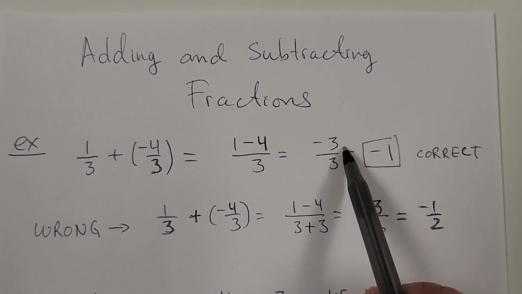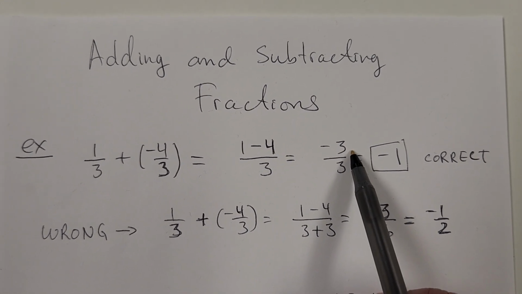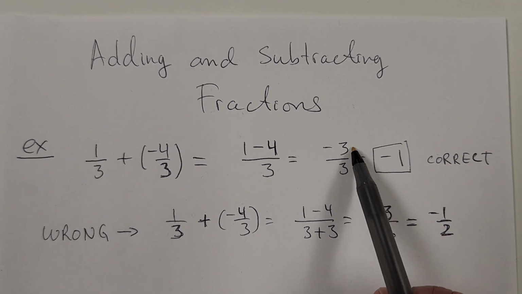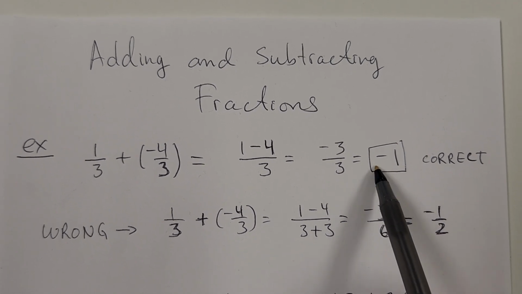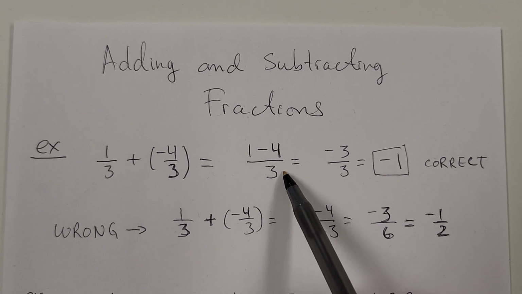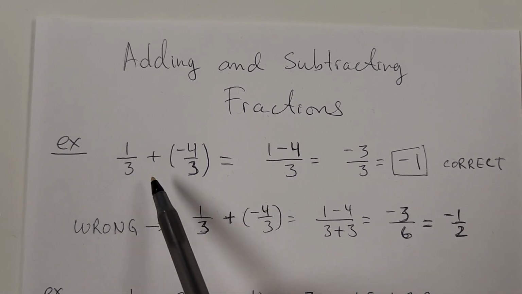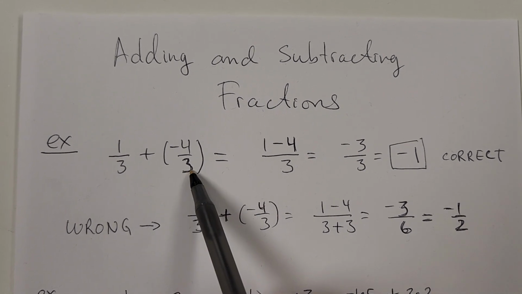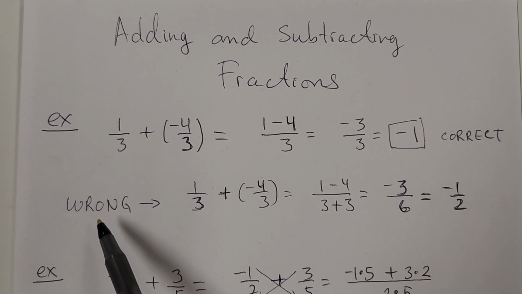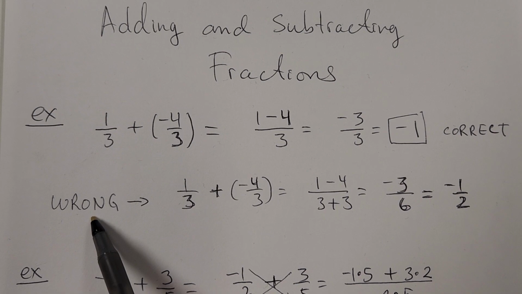And then if you can reduce, reduce. If you cannot reduce, leave it alone. So negative 3 divided by 3 is negative 1. And this is the correct way to add and subtract with the same denominator. Okay? Now here I will show you the wrong way to do this.